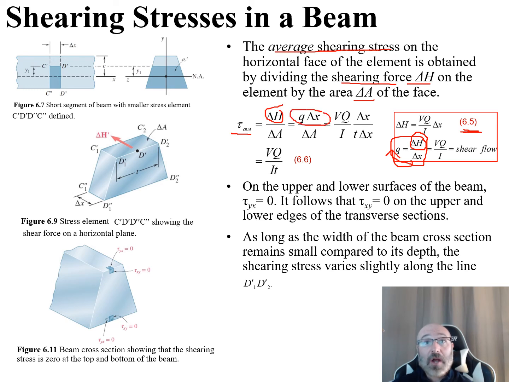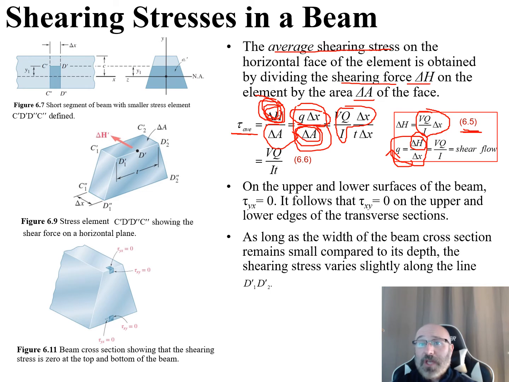So now we have that our average shearing stress, our tau average, is equal to Q delta X over our delta A. We can also say that we have our delta H over delta A is equal to this relationship right here. If we plug in for delta H, we have this relationship from 6.5, that this is equal to V times Q divided by I times our delta X. So that is now our H value. So we replaced our H with that. And then we have our delta A on the bottom here.